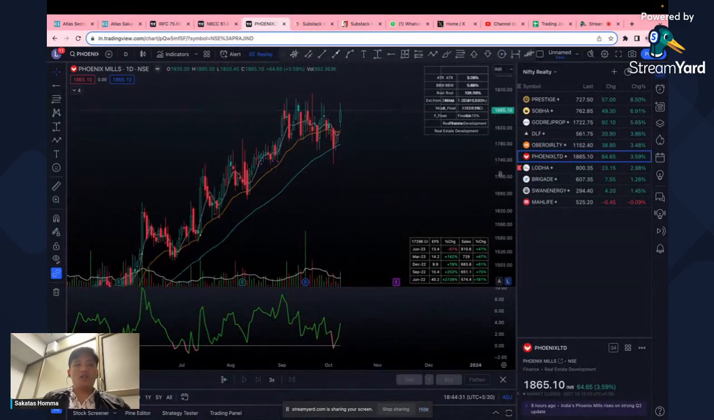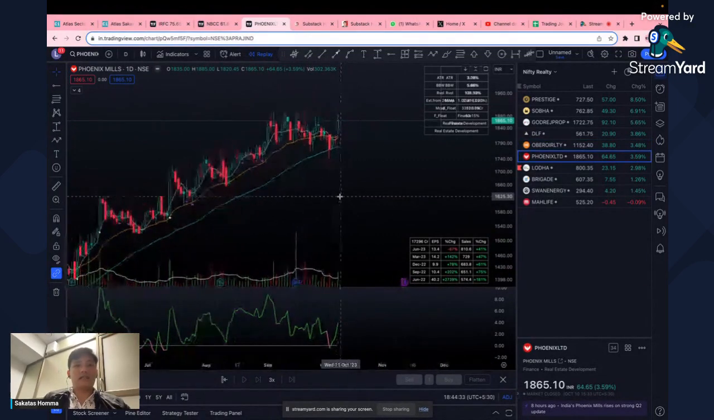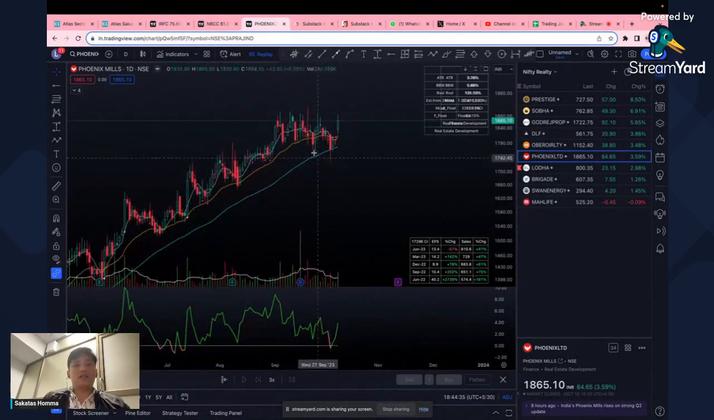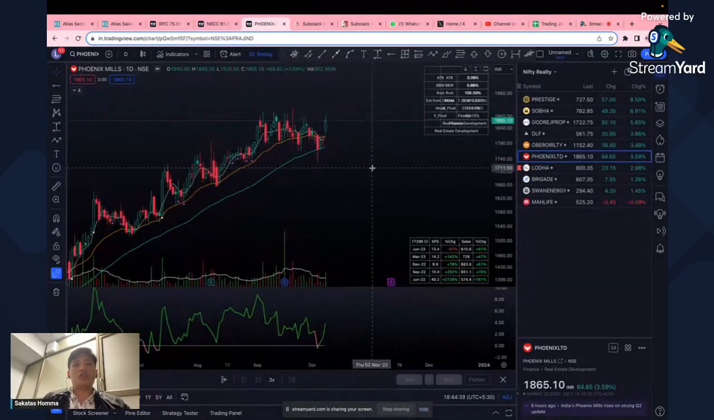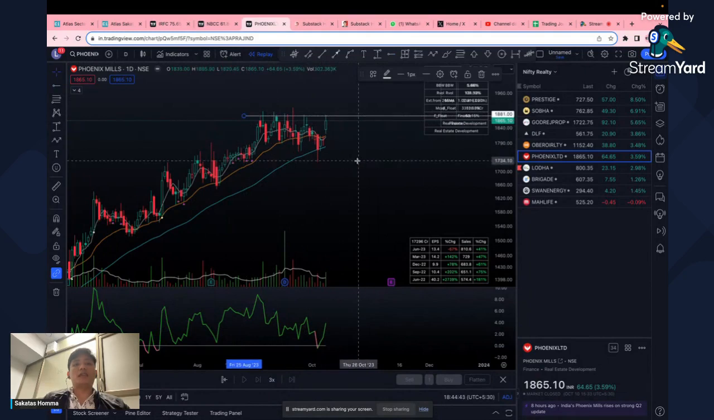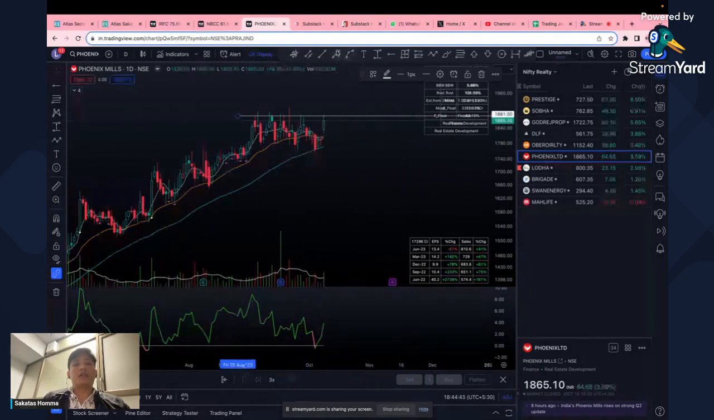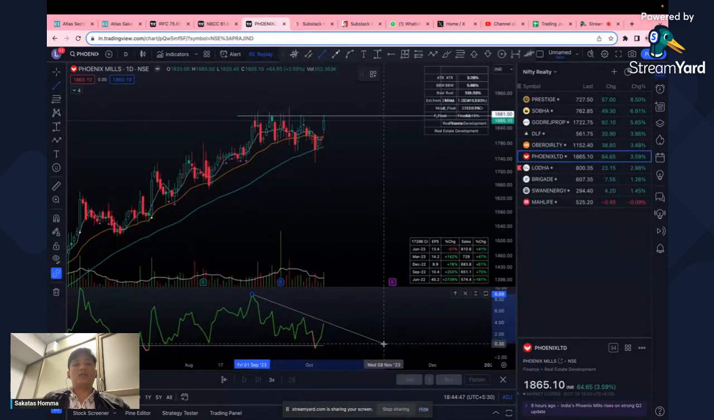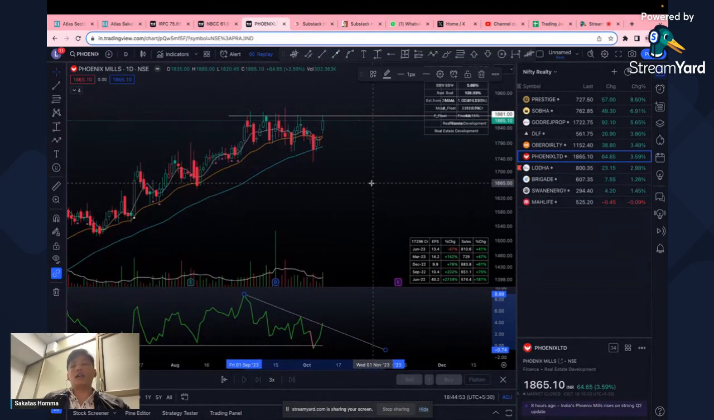Phoenix Mills, again you can see that basically sideways consolidation is happening. Any sort of close above this area can be treated as a base breakout, okay? And hopefully at that time you will also get a confirmation from the MACD as it breaks out and makes a higher low as well.